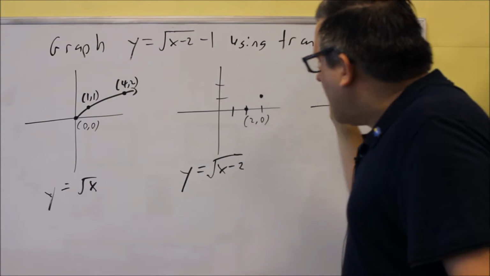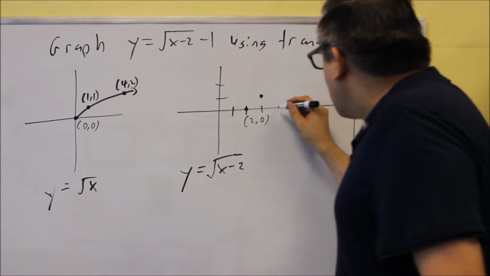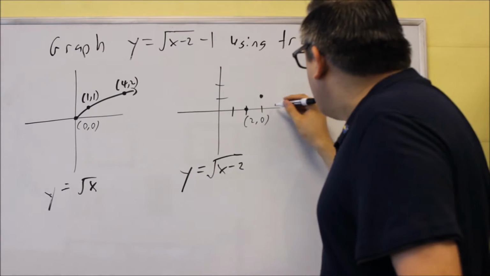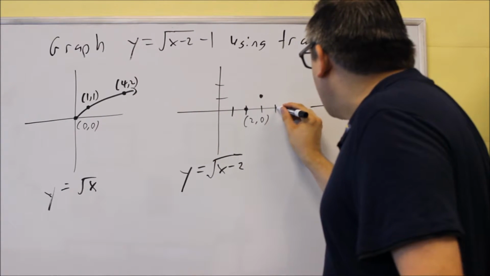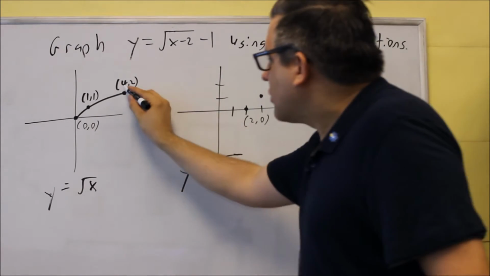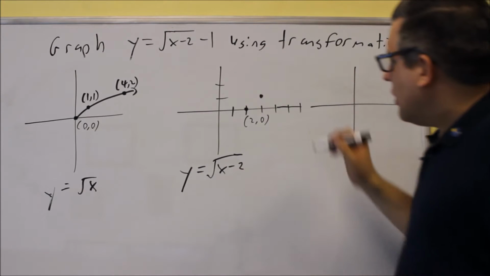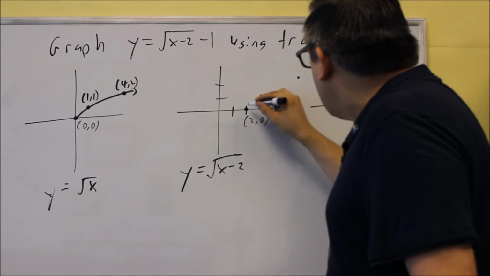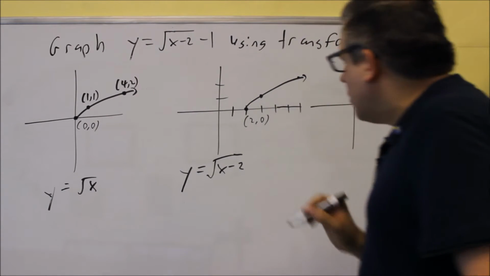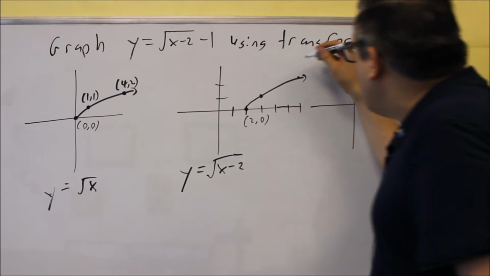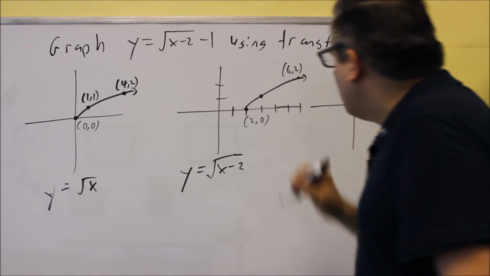If I wanted to label my axes there, I could. And then this one's now going to be at 4. We're going to add 2 to that. So if we add 2 to that one, that's going to be 6. So (6, 2) is the next one. So (6, 2) is going to be drawn right here, and that's what the new graph is going to look like.